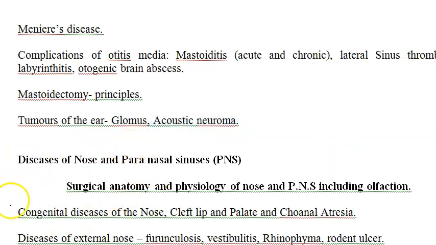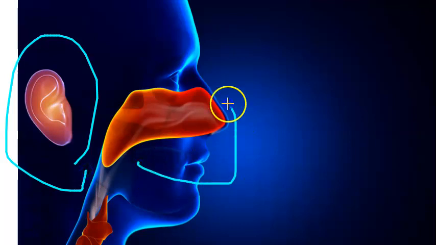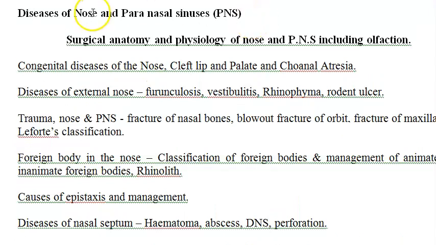So now let's move on to the nose. So hope you understood what is expected for you to know about the ear. Now let us move on to the nose, okay? So nose and paranasal sinuses, that is referred here as PNS, paranasal sinus. Don't think it is peripheral nervous system, it's paranasal sinus, okay. You should obviously know the anatomy, physiology, everything.